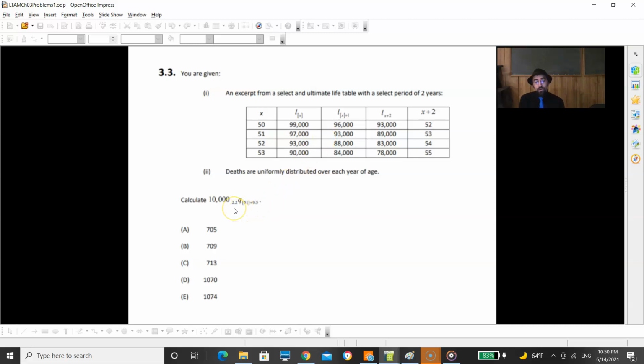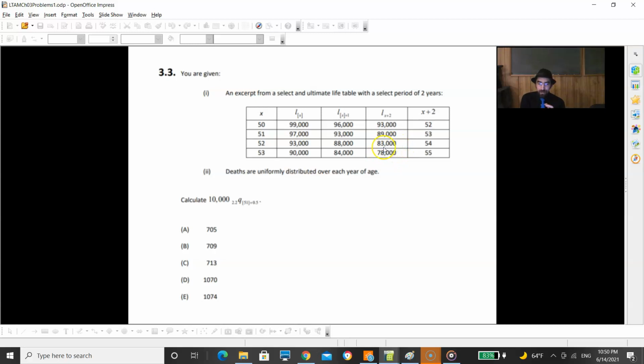Then you ask, over what time period are we interested in the person dying? That is from right now to age 53.7. You'll notice since it's a 2-year select period, 53.7 selected at 51 is in the ultimate period. And I'm hovering over the wrong ones. It's this one, between 52 and 53, right?